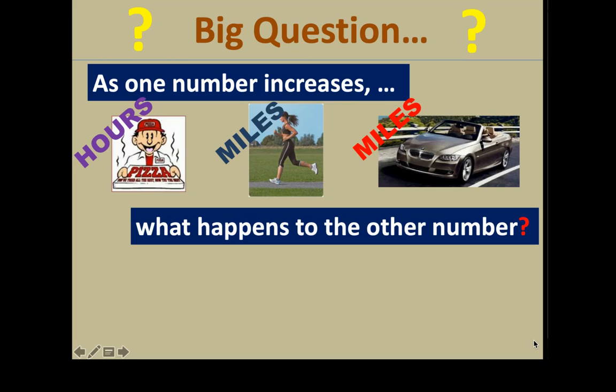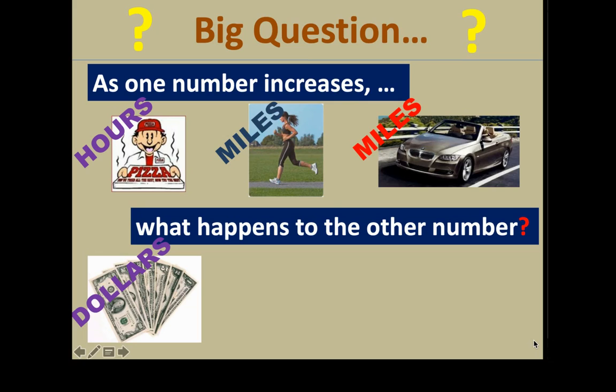So hours increased, the dollars increased. As the miles of jogging increased, the number of calories burned increased. As the miles driven increased, the amount of gas in the tank decreased. As one number increases, what happens to the other number? That is the big question, and we're going to be studying that in many different ways. This is a big unit and a big idea, and you're really going to need to know the concepts that are taught in this.